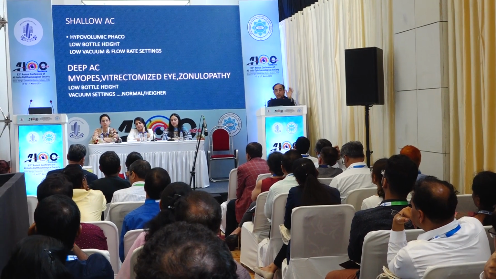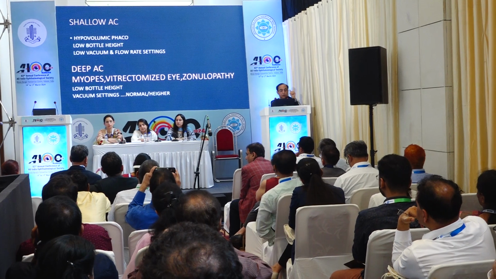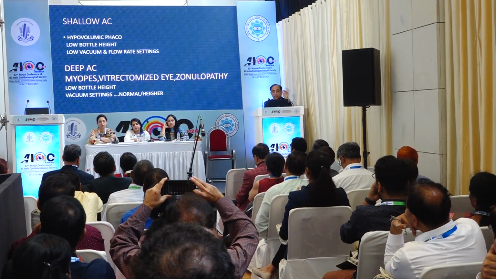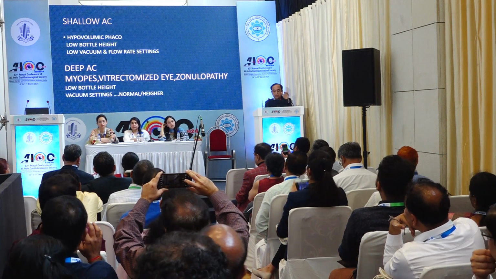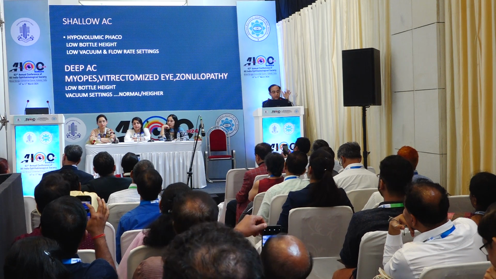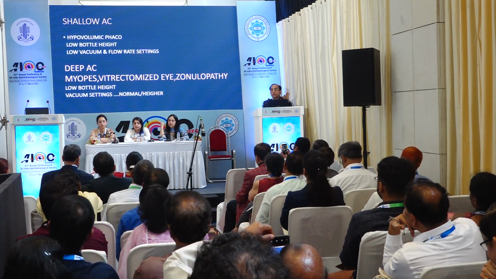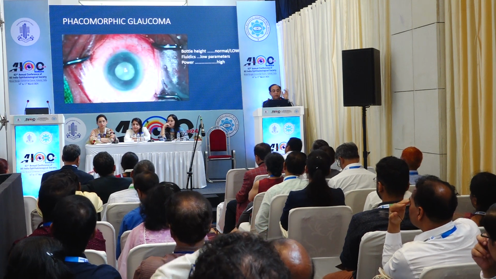In a shallow AC, we need to do the hypovolumic phaco. That means there is a low bottle height, a low vacuum and a low flow rate setting. Everything is on the lower side, easy going. If it is a deep AC, like myopes, vitrectomized eyes, zonulopathy where the chamber is deep, you can keep the bottle height low, but you don't have to lower the vacuum settings because there's enough fluid inside the eye. So go on with your regular parameters.